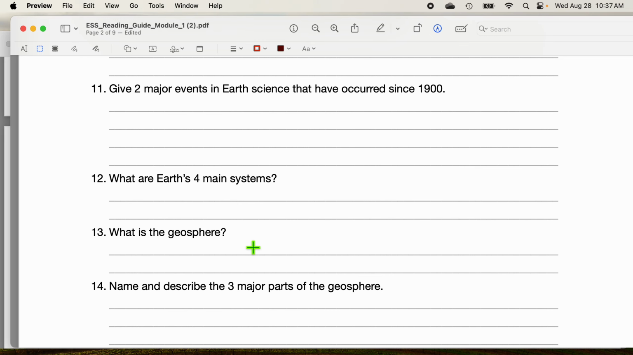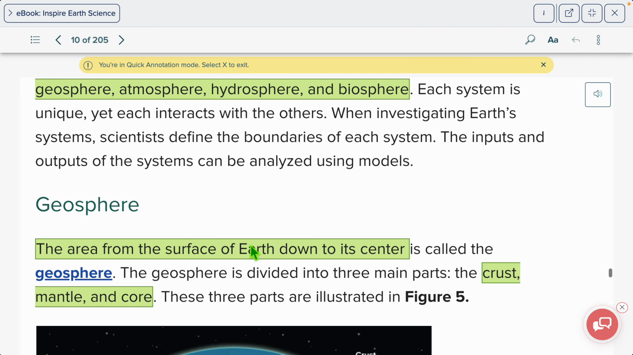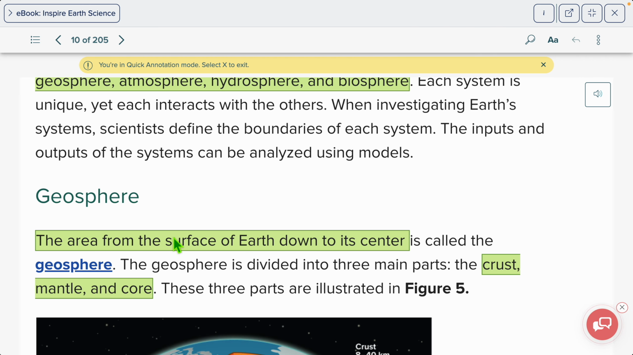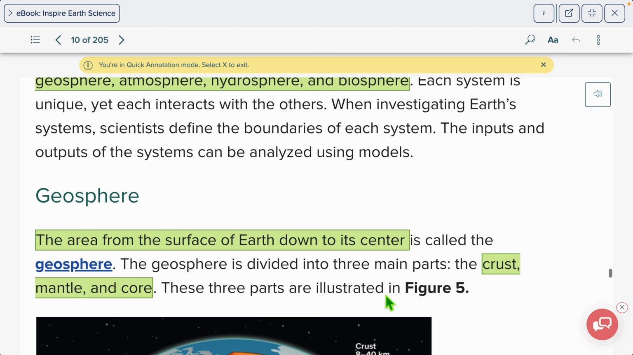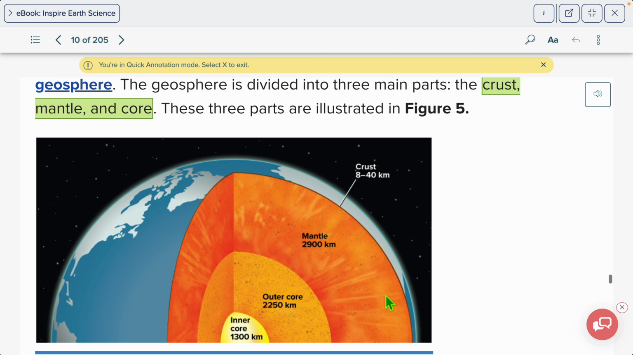Number 13, what is the geosphere? Well, the geosphere is the area from the surface of the Earth down to its center. It's all the rocky part below our feet. This is called the geosphere. The geosphere is divided into 3 main parts. You have the crust, the mantle, and the core, and these parts are illustrated in Figure 5.